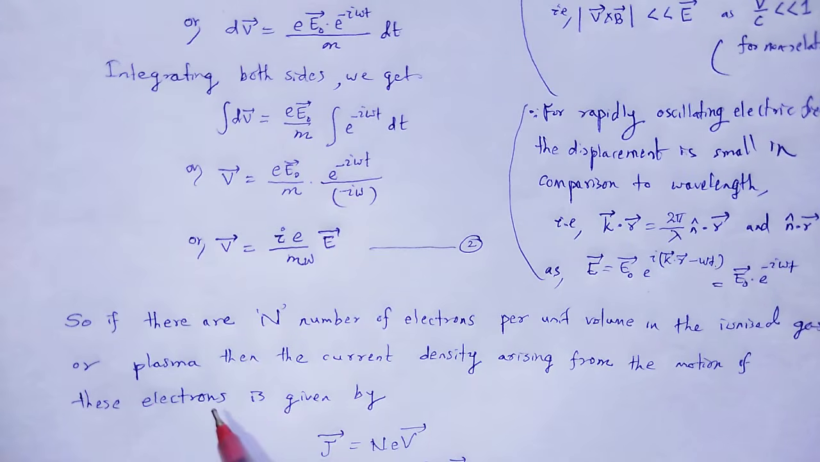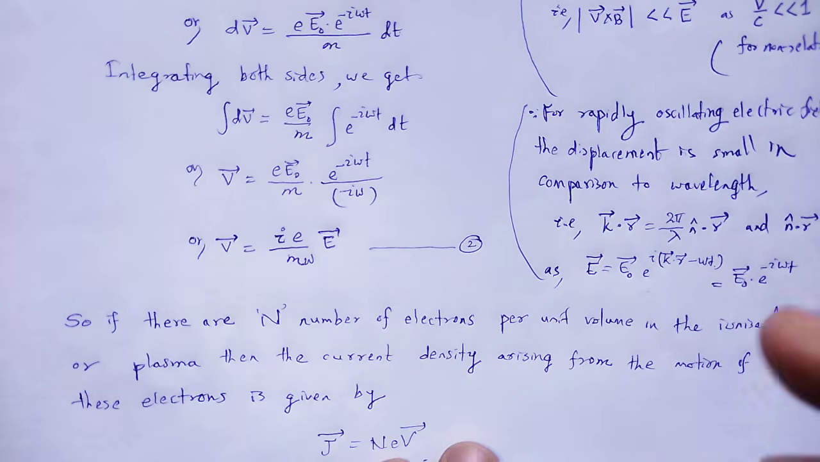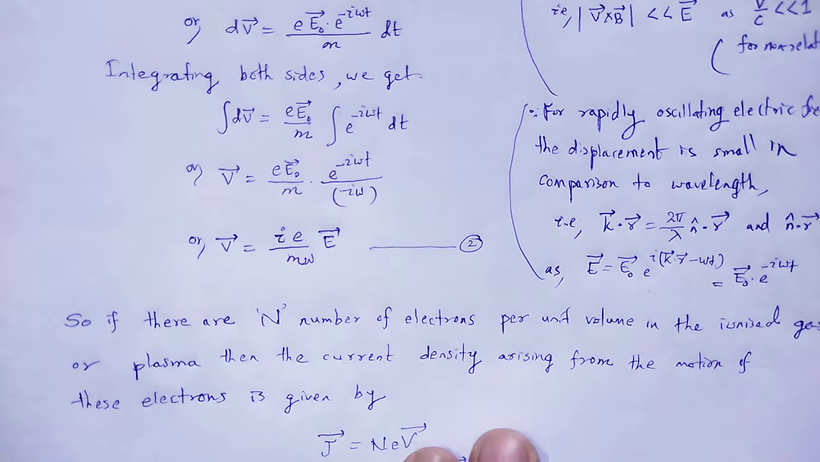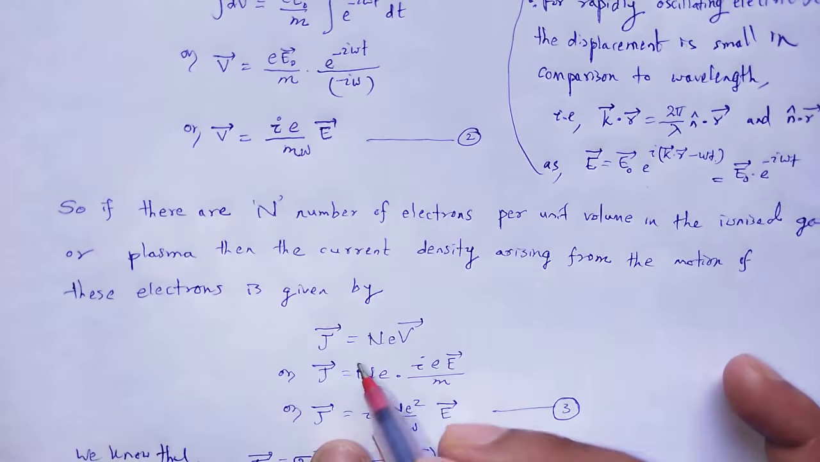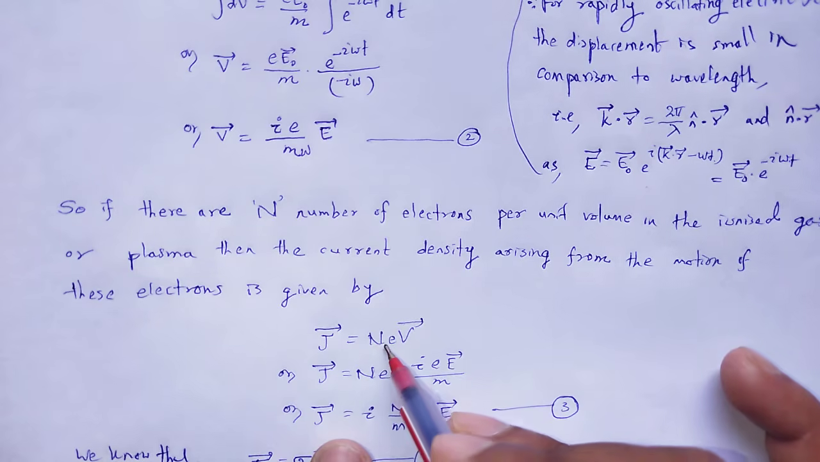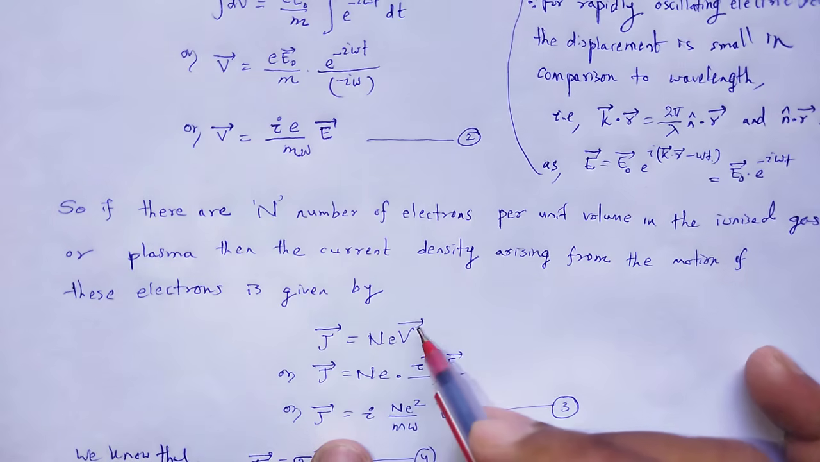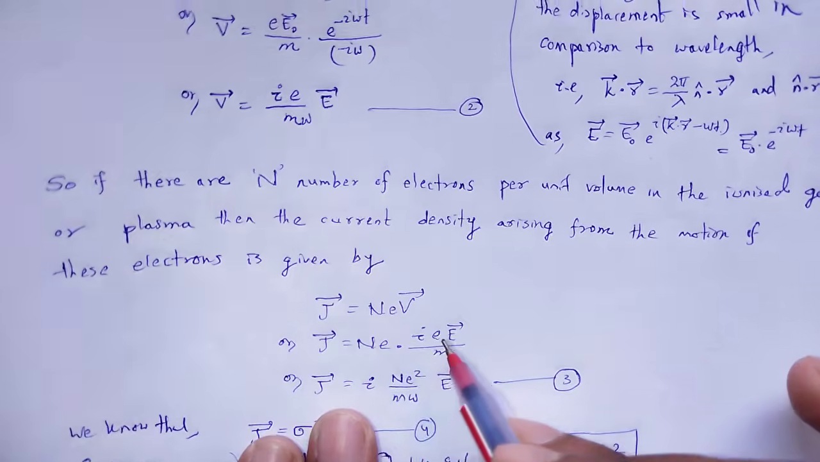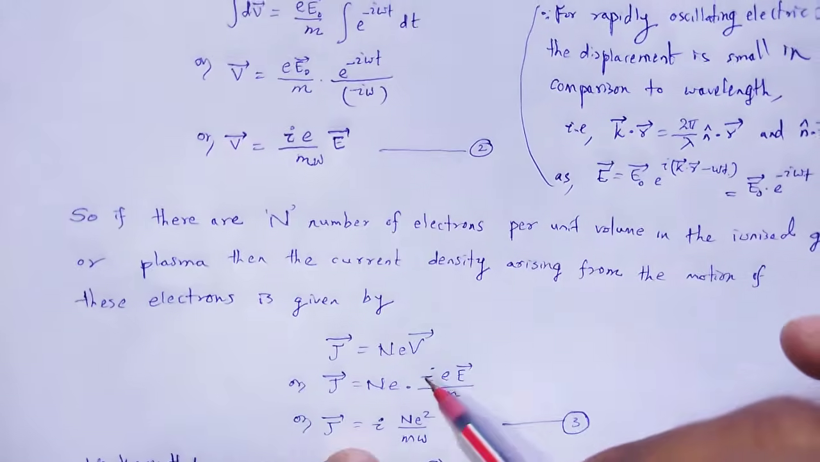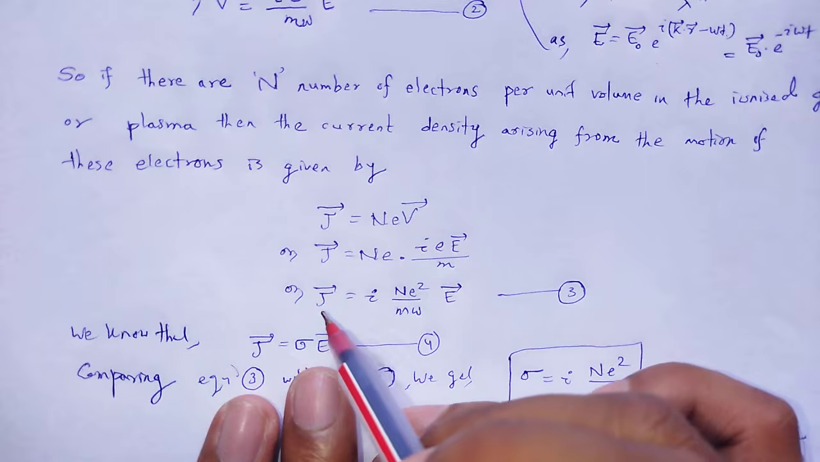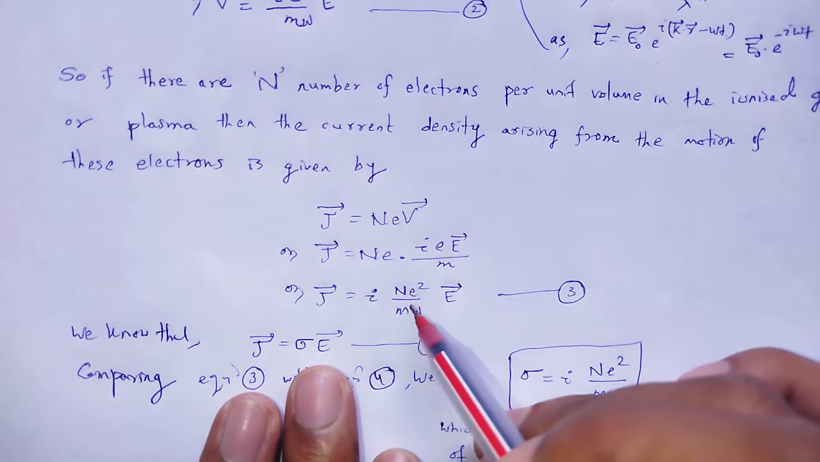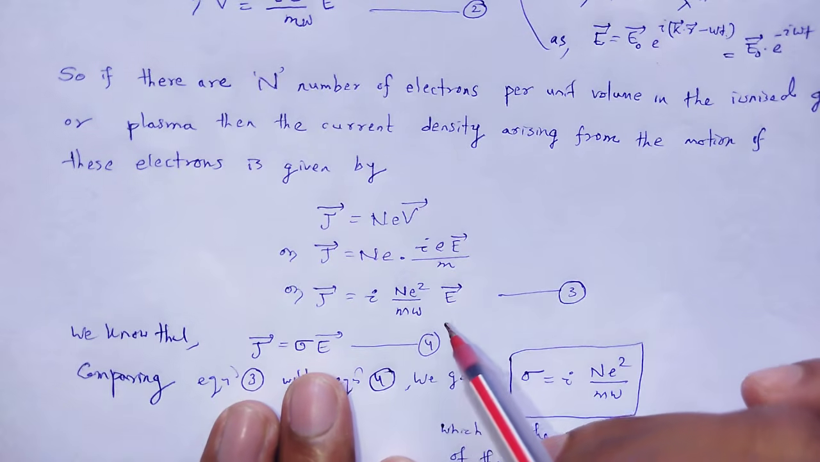So if there are capital N number of electrons per unit volume in that of ionized gas or plasma, then we can say the current density arising from the motion of these electrons. So the current density, n total number of electrons, e charge of electron, velocity of that of electron, n e v, then the expression for velocity we put it here. Simplifying it, we obtain j vector is equal to i n e square divided by m omega into E vector.